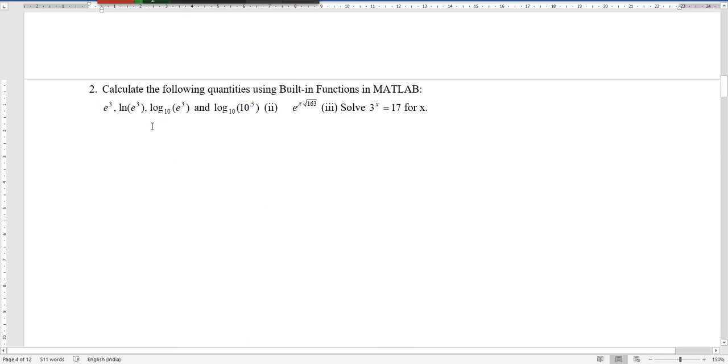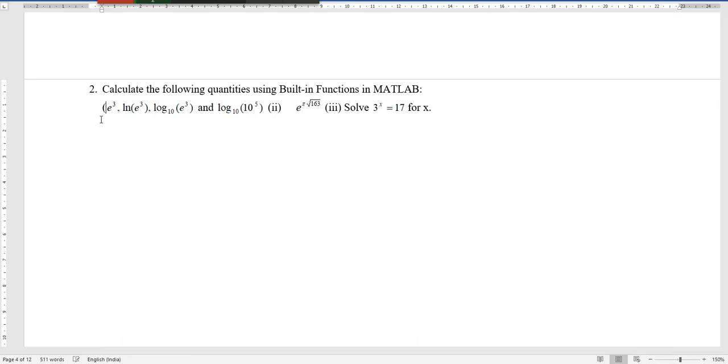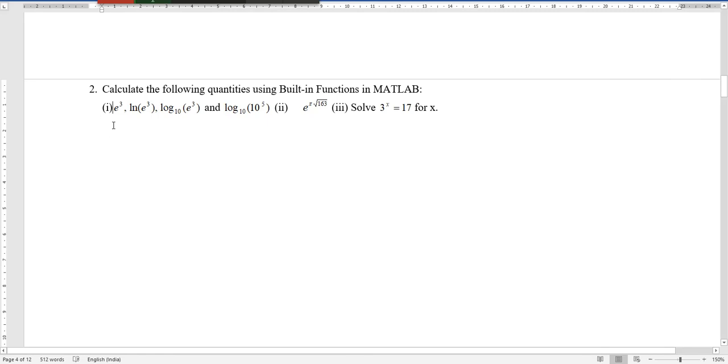Calculate the following quantities using built-in functions, using built-in functions in Matlab program. So, okay, this is the first bit.